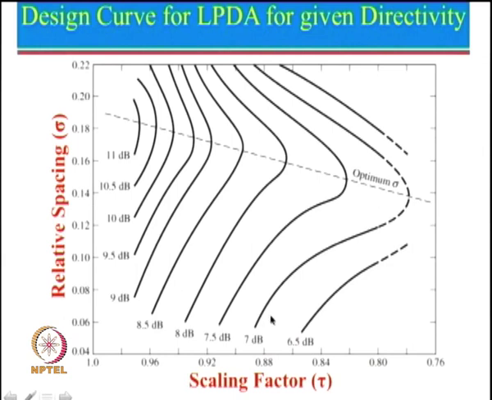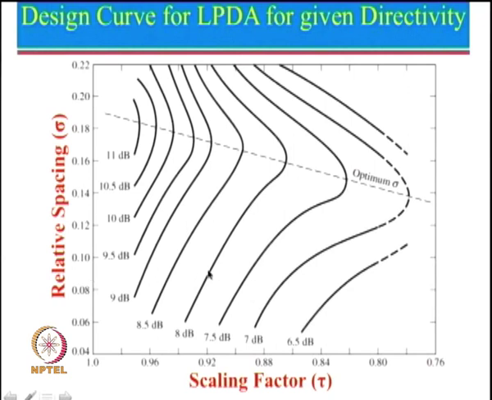Now you can see that 7 dB is constant for all of these cases, and what is written here is that this is the optimum value. So how is this optimum value coming? If you look at 8 dB, you can choose any point here, but what does that really mean? Let us say I choose this point. If you draw the vertical line, it will imply tau is equal to 0.92, and the horizontal will be somewhere around 0.09.